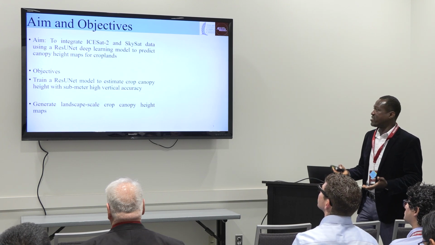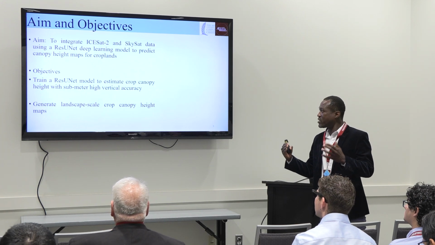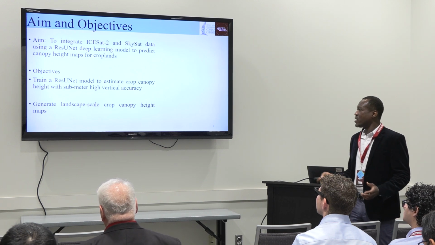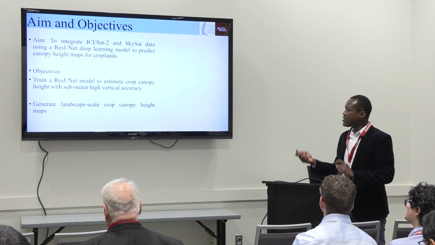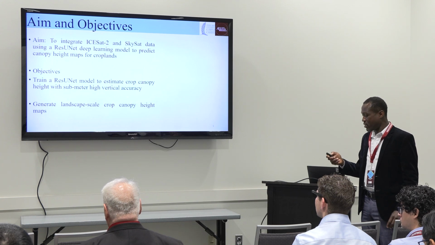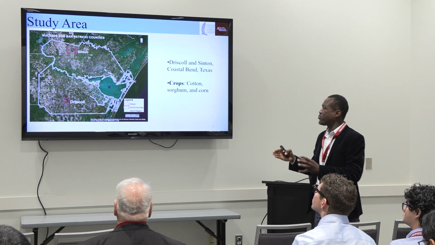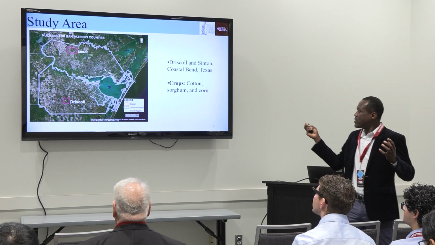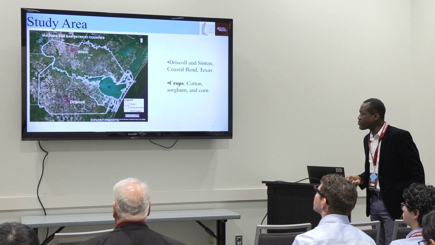So that gave birth to my study, where I want to integrate ICESat-2 and SkySat data with a restricted deep learning model to predict canopy height for croplands. And the objective is to get a sub-meter precision model and also generate landscape-scale crop height maps. So for this study, I looked at Driscoll and Banquete, which is within the Nueces and San Patricio counties in South Texas. And the croplands grown within this landscape include cotton, corn, and sorghum.